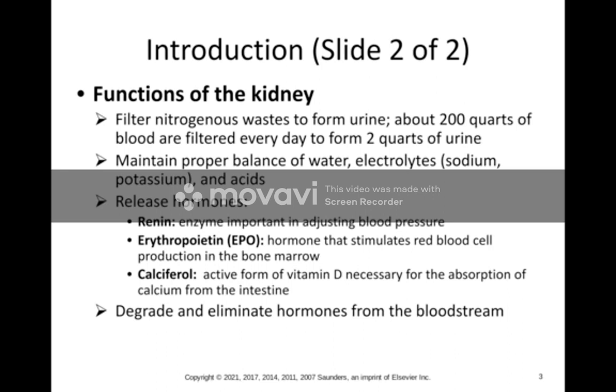It releases hormones such as renin, which is an enzyme important in adjusting blood pressure; erythropoietin, which is often abbreviated as EPO, a hormone that stimulates red blood cell production in the bone marrow; and calciferol, which is the active form of vitamin D necessary for the absorption of calcium from the intestine. It also degrades and eliminates hormones from the bloodstream.